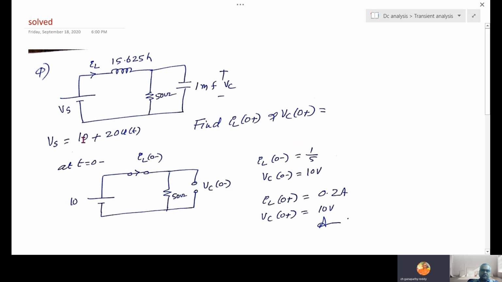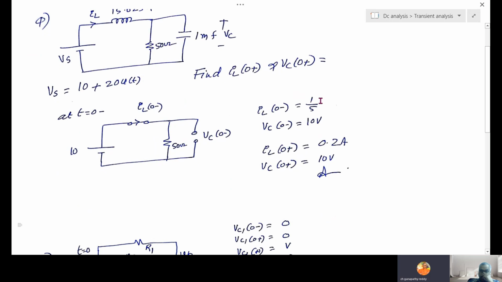Okay. So this Vs is 10 plus 20 u of t. That means at 0 minus 10 is applied, and at 0 plus 10 plus 20, 30, is applied indirectly. And what is asked? IL at 0 plus and VC at 0 plus are asked. Because they are asking 0 plus, draw the equivalent circuit at 0 minus.